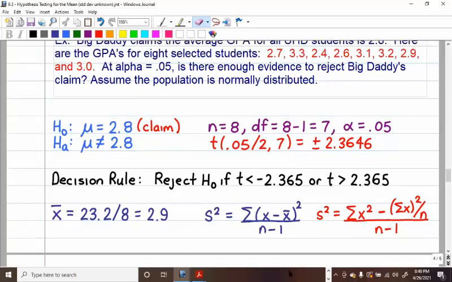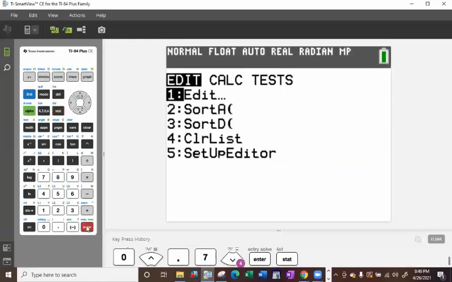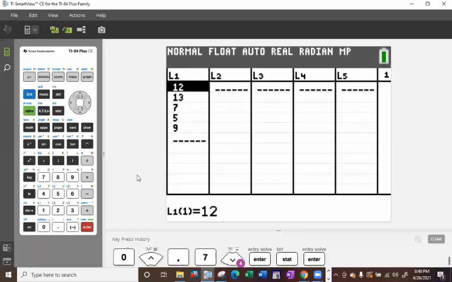So let's see. Now this is where I've got to build these numbers in a list. Stat, edit, list. So I'll just type over those.